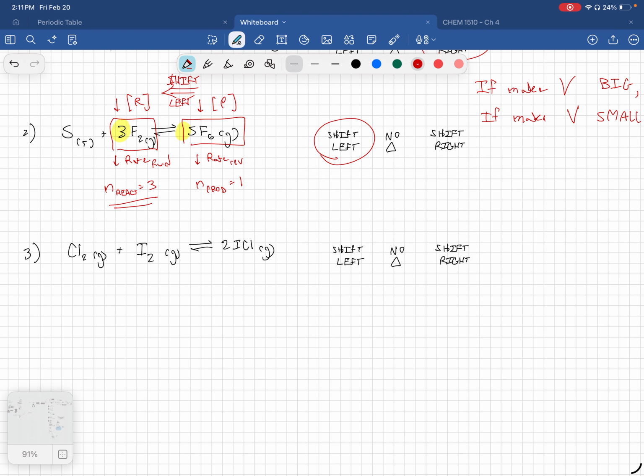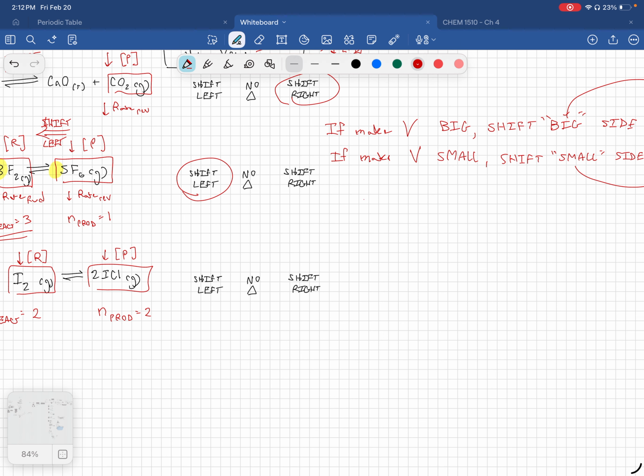Okay. Now let's look at this last one. Both reactants and our singular product are all gases. So note we've got a situation now where all of these concentrations are going down, and thus all of the rates are going down. However, we need to look. So N on the reactant side, we add up our coefficients for any species that are gases, 1 and 1, that's 2. N on the product side, we add up our coefficients of anything that are gases, that's 2. They are equal.